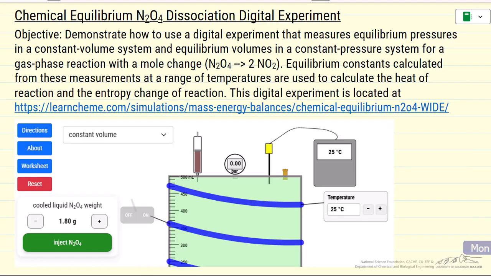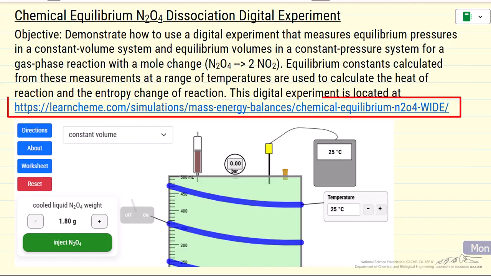I'll briefly demonstrate how to use a digital experiment that's measuring chemical equilibrium by measuring the equilibrium pressures in a constant volume system or the equilibrium volumes in a constant pressure system. And the reaction is gas phase decomposition. 1 mole goes to form 2 moles. So in a constant volume system, the moles increase and therefore the pressure increases. So we calculate equilibrium constants from these measurements. And if we make them over a range of temperatures, we can then calculate the heat of reaction and entropy change of reaction.